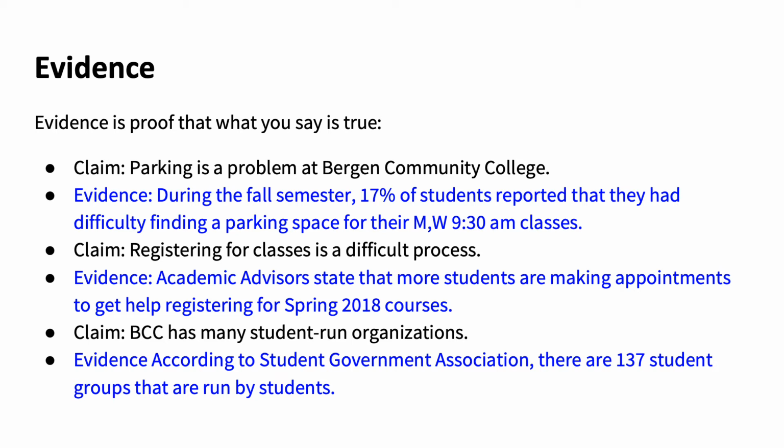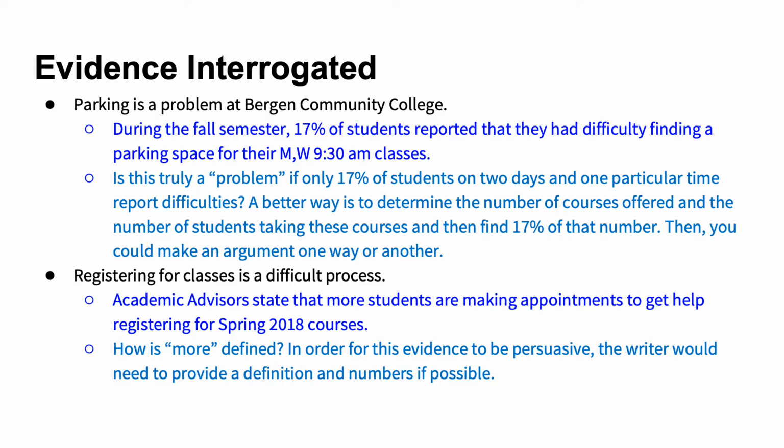And our final claim, BCC has many student-run organizations. And the evidence we might use is that we would count up the number of student groups and we would find that according to the Student Government Association, there are 137 student groups that are run by students. However, we should really interrogate the evidence that we're using here and determine whether or not it's actually sufficient.